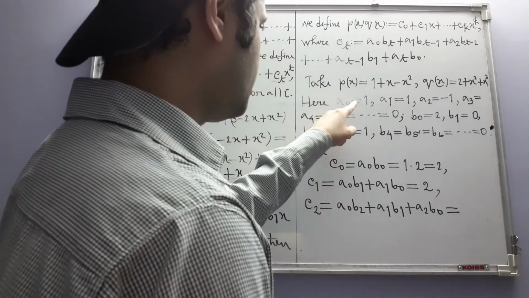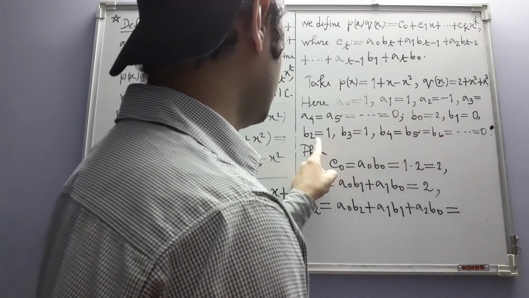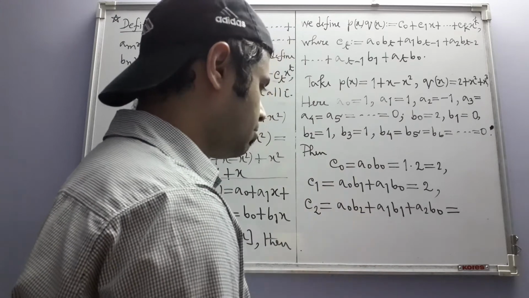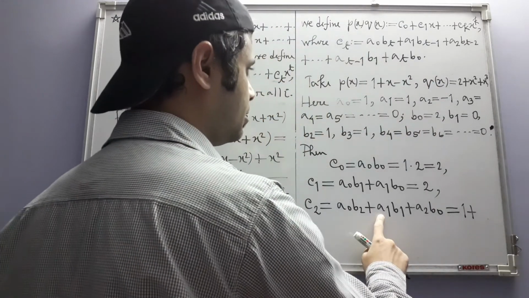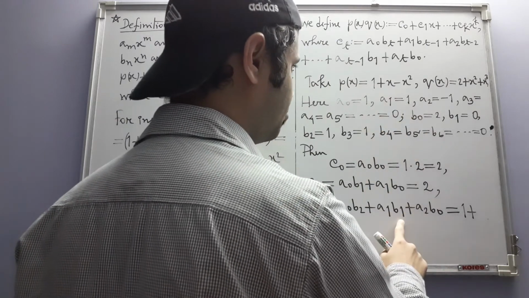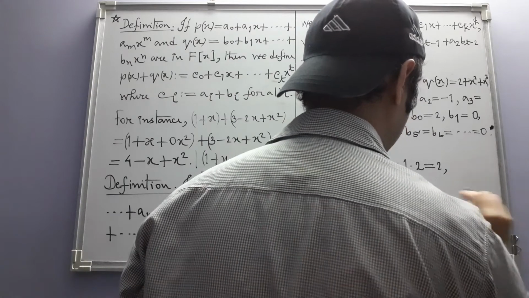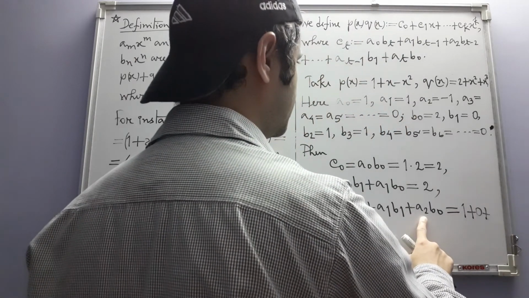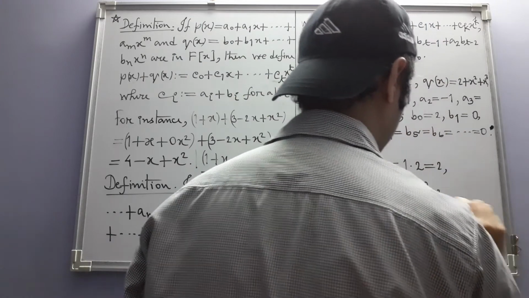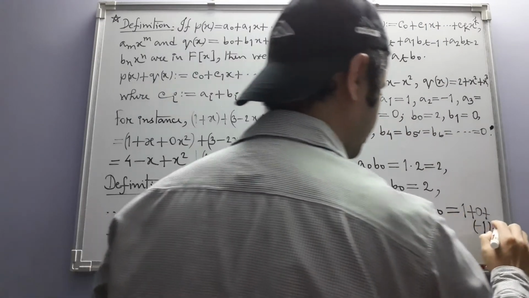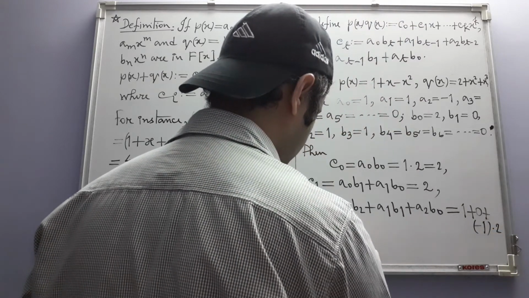Okay. A0 is 1, B2 is 1, so this is 1 plus A1 is 1, B1 is 0, so that is 0 plus A2 is minus 1, times B0 is 2. So this is minus 2 plus 1, that is equal to minus 1.